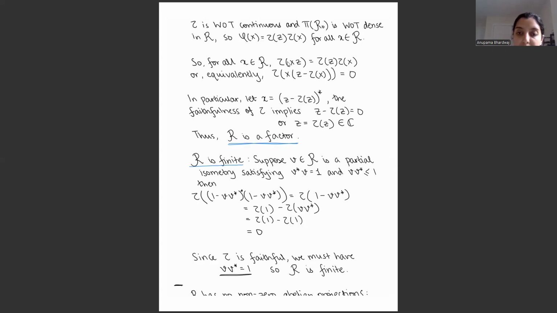Now that is equal to tau of 1 minus tau of VV star, which is equal to tau of 1 minus tau of 1, and hence I would get 0. So because tau is faithful, I'd have 1 minus VV star is equal to 0, which would mean VV star is equal to 1, and hence R is finite. Now I would want to show that R has no non-zero abelian projections. That's the part that remains to be shown.